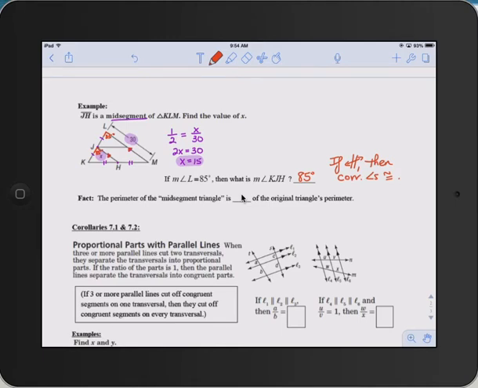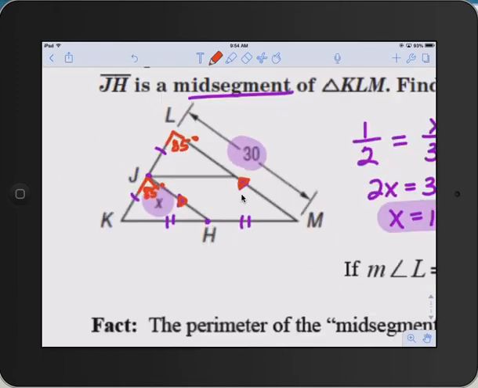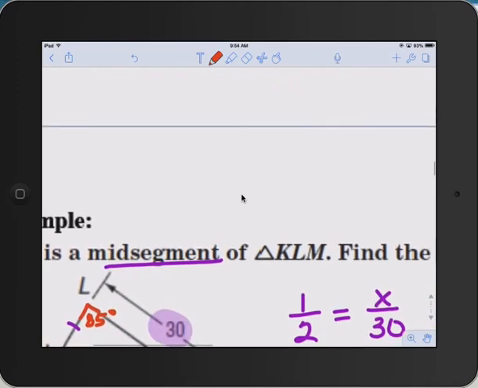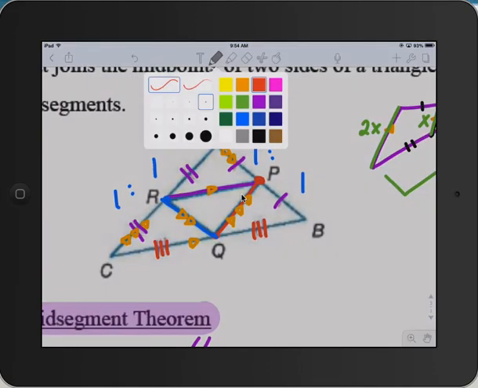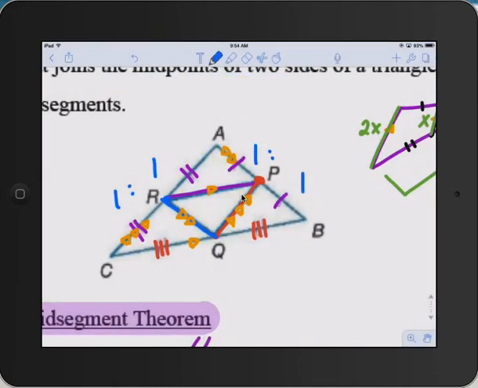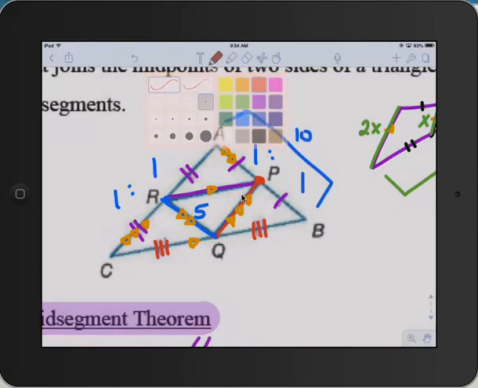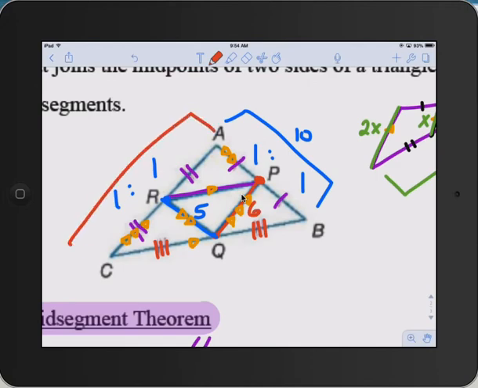The perimeter of the mid-segment triangle. Well, let me do this up here. Let's say that you knew that this segment length was 5. That would make this one 10. Let's say that you knew that this one was 6. That would make this length 12. And then if this one was 7, that should make this one 14.